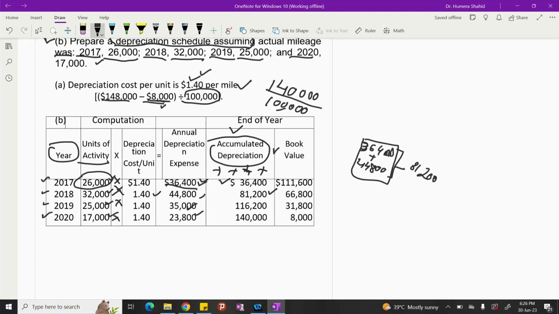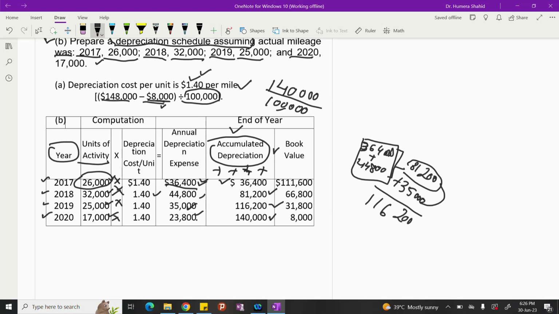Then the third year, 35,000 is added. So 35,000. Already how much balance was there? 81,200. So now it's increased with 35,000. So now total balance is 116,200. And then fourth year depreciation will also be added. So ultimately accumulated depreciation will have a balance of 140,000.